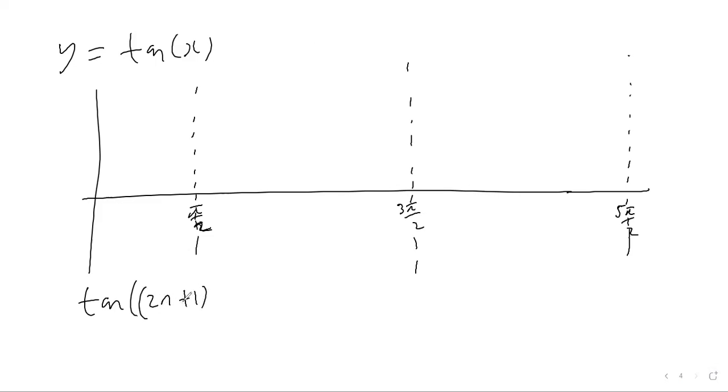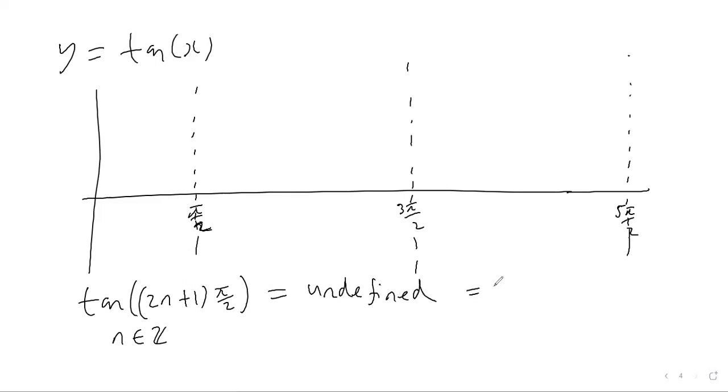So remember, using the proof videos that we looked at, the proof questions, 2n plus 1 can be said to be an odd number. So if we do 2n plus 1 times pi over 2, when n is an integer, then tan is undefined because we get these asymptotes. So this is all undefined.